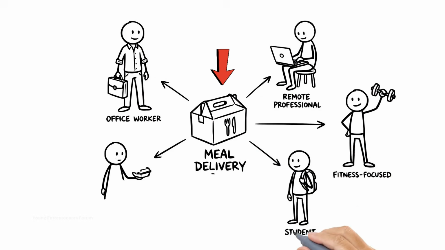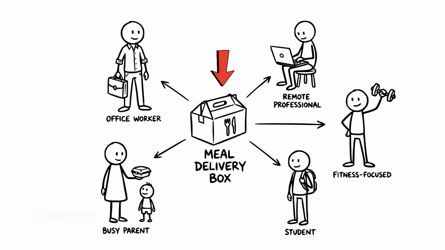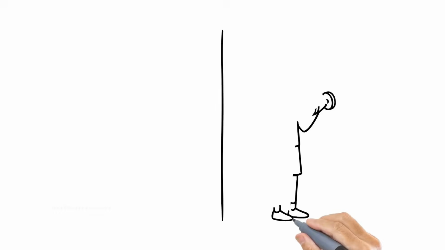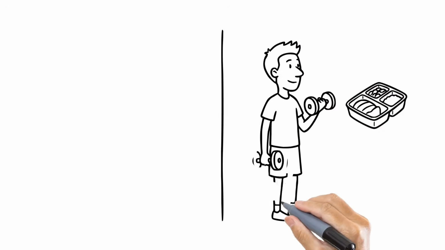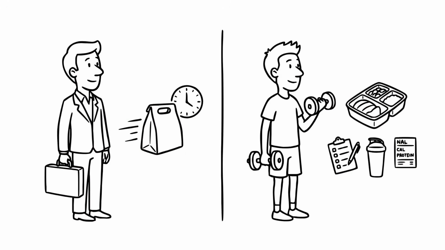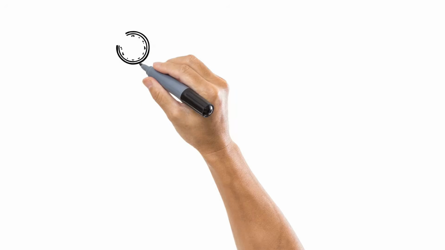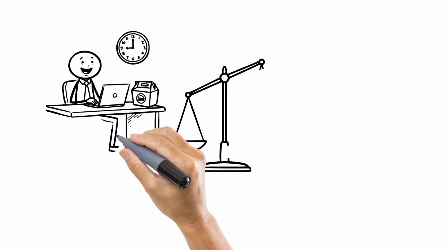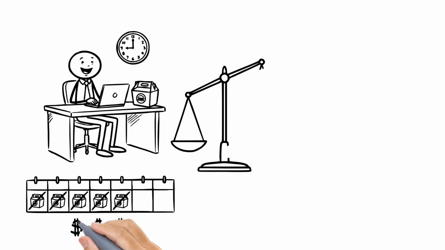Your customers might include office workers, remote professionals, fitness-focused customers, students, or busy parents who want convenient meals without cooking every day. Now ask, what makes each customer group different? Office workers may value fast lunchtime delivery, while fitness-focused customers may care more about calories, protein, ingredients, and consistent portion sizes. You should also identify who has the strongest problem and willingness to pay.